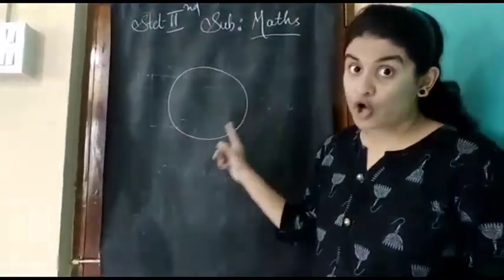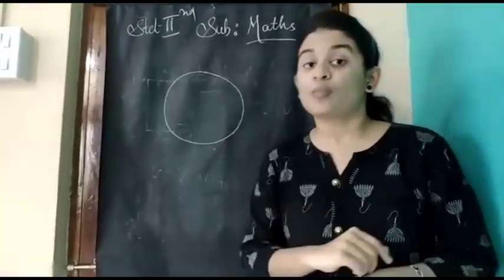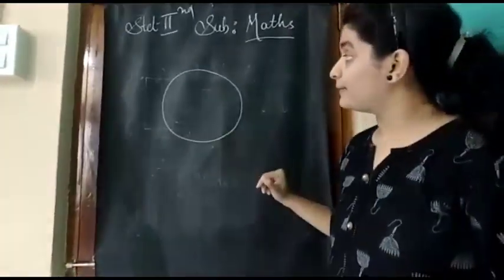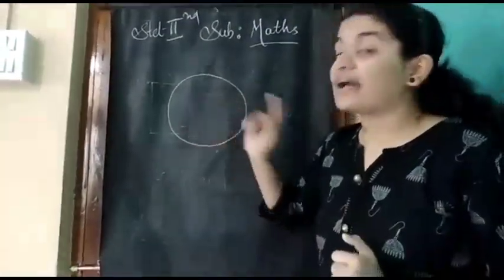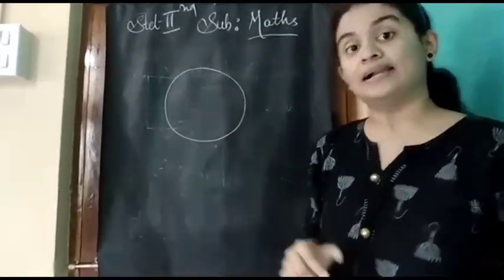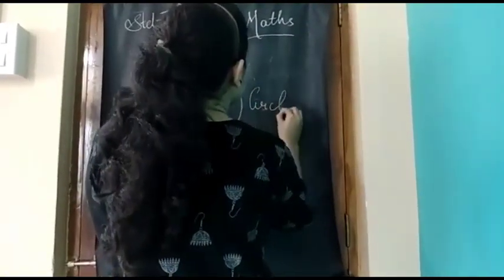The figure that I have drawn on the blackboard is known as circle. तो बच्चों मैंने यहाँ बोर्ड पर एक फिगर ड्रॉ किया है, राइट? इस फिगर का नाम है सर्कल. Understood? We will write here circle.